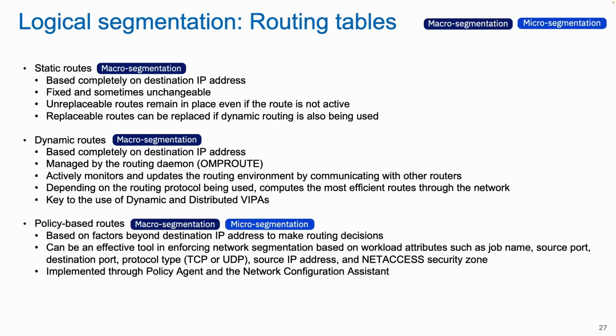Policy-based routing, on the other hand, can be used both for macro as well as micro segmentation, because it can be based on other factors other than just IP addresses. You can use job name, you can use the source and destination port, the protocol, what security zone is being used, and that security zone gets defined in the TCP/IP stack. So there are multiple factors that come into play there. And policy-based routing is also configured using policy agents. So you can use Network Configuration Assistant to configure those policies.